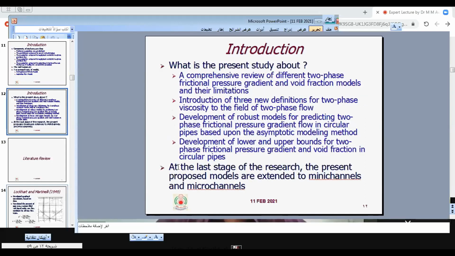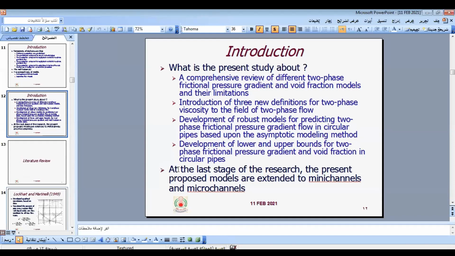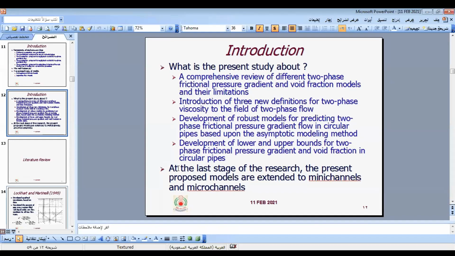Today I am giving first a comprehensive review of different two-phase flow frictional pressure gradient and void fraction models and their limitations. After that, I introduce the first method that I use in modeling, which introduces a new definition of two-phase flow viscosity to the field of two-phase flow. Then I introduce development of robust modeling to predict two-phase friction pressure gradient in circular pipes, used as a methodological modeling method. And my last method is I will develop lower and upper bounds in two-phase flow pressure gradient as well as void fraction. I extend the third method also for the case of using a small diameter, like the case of mini channel and macro channel.